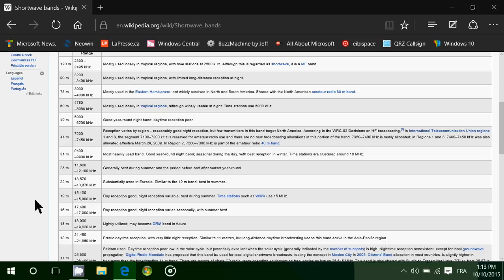Here you have the description of where you usually will listen to these stations, and basically, they will tell you, for example, let's take the 49 meter band. Here it says 5900 to 6200 kilohertz. Good year-round high night band, daytime reception poor. So look at these details. This sums up pretty well the reception conditions of each band. So you know which bands are good for the daytime, which bands are good for the nighttime. And remember, there's also a transition point where the sun sets and the sun rises. You'll have mixed results on pretty much all the bands together. So check that out, and this is going to give you an idea of conditions.